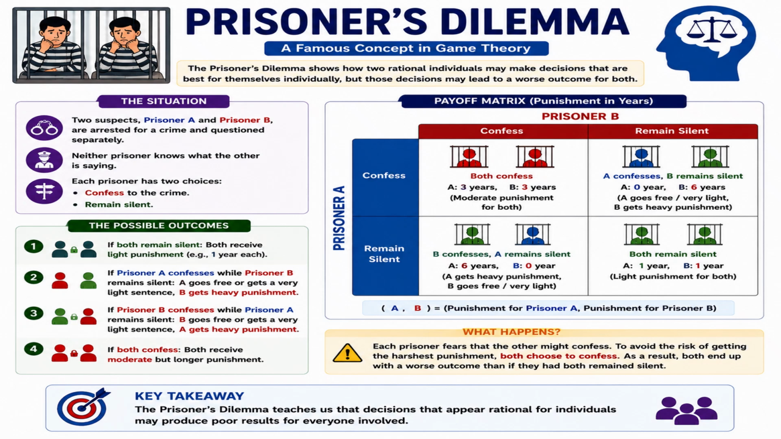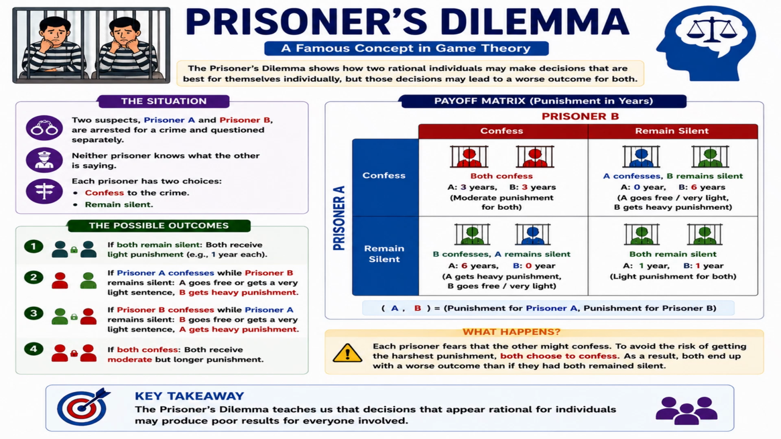The prisoner's dilemma teaches us an important lesson. Sometimes, a decision that appears rational for an individual does not produce the best outcome for the group. It highlights the conflict between individual self-interest and collective welfare. This concept is widely used in economics, business strategy, politics, international relations, environmental agreements, and negotiations to understand situations where cooperation could benefit everyone, but fear and uncertainty prevent it.